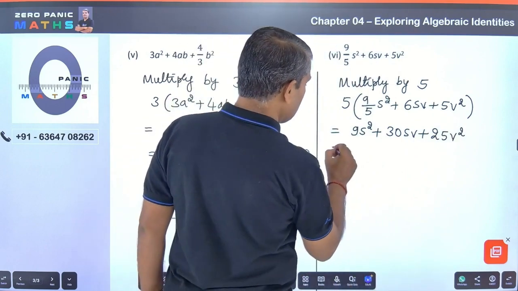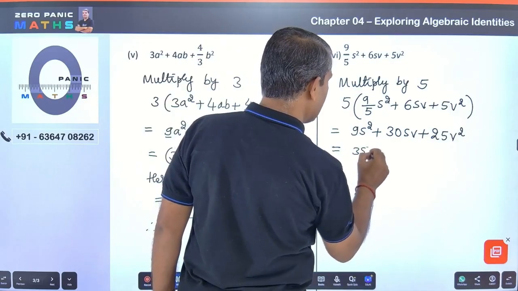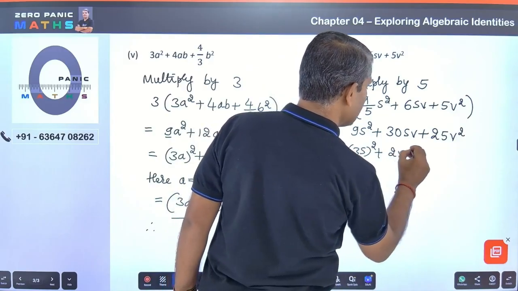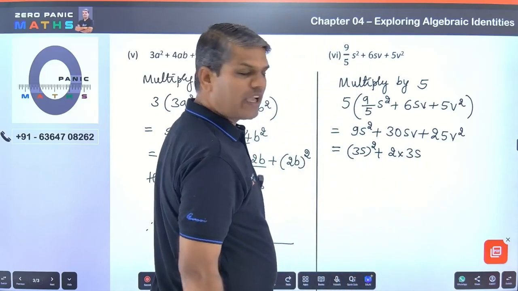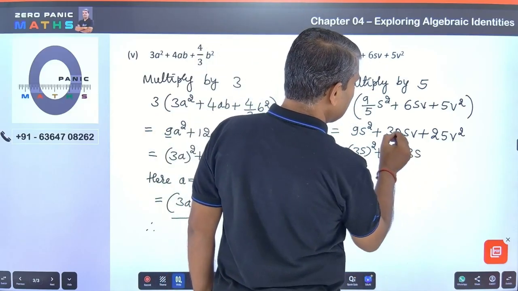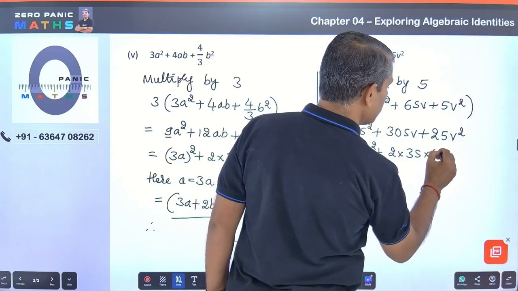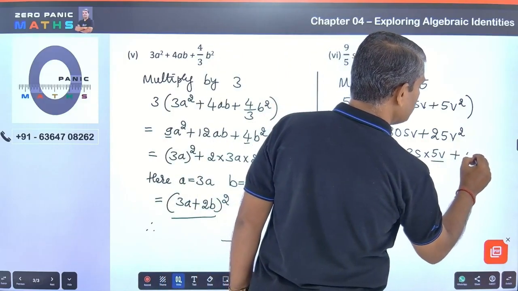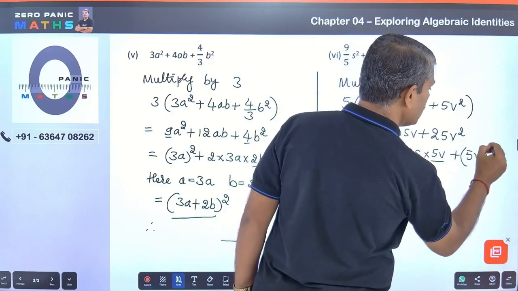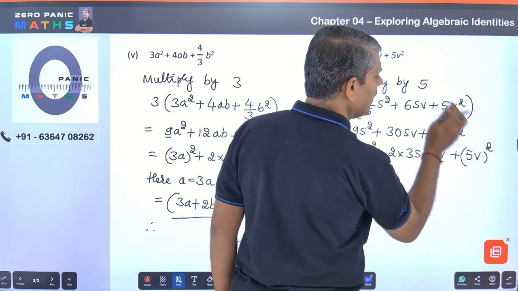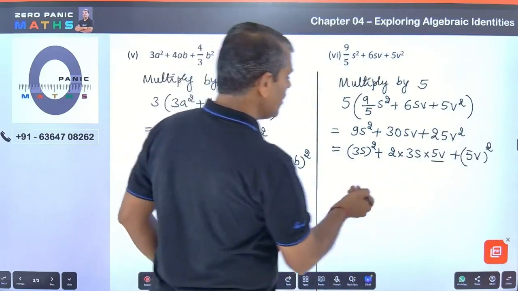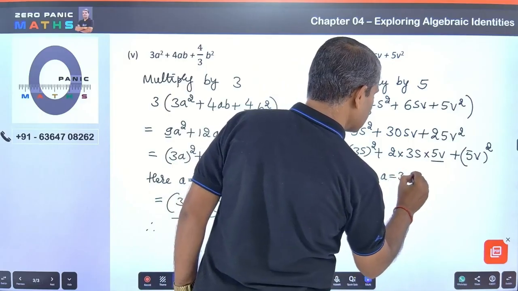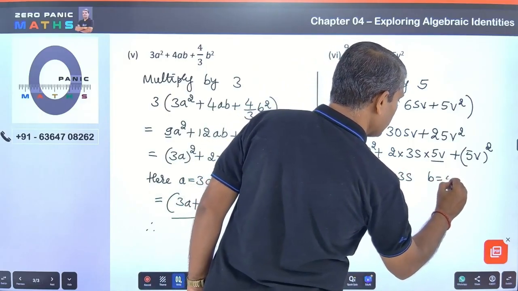Now 9 is a perfect square of 3, so I can write it as 3s whole square plus 2a. What is a? a is already 3s. So 2 3s are 6, 6 5s are 30. So I need a 5 with v as the variable along with it. So 5v is the value of b for me. So I can directly write it as 5v whole square. That makes it 25v square. So what is the value here? Where a is equal to 3s and b is equal to 5v.